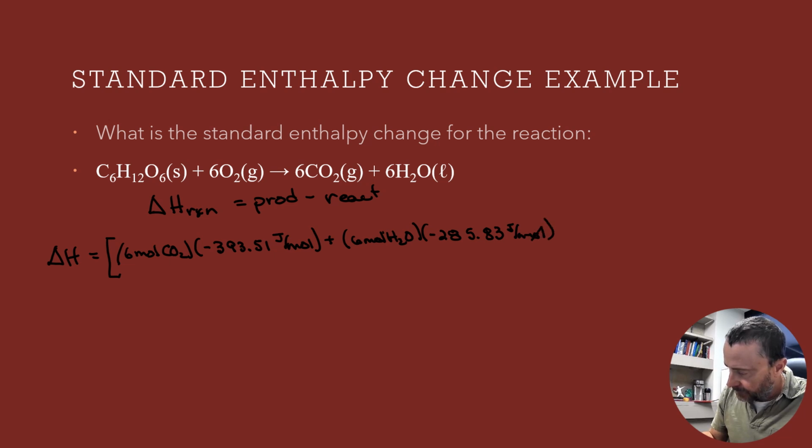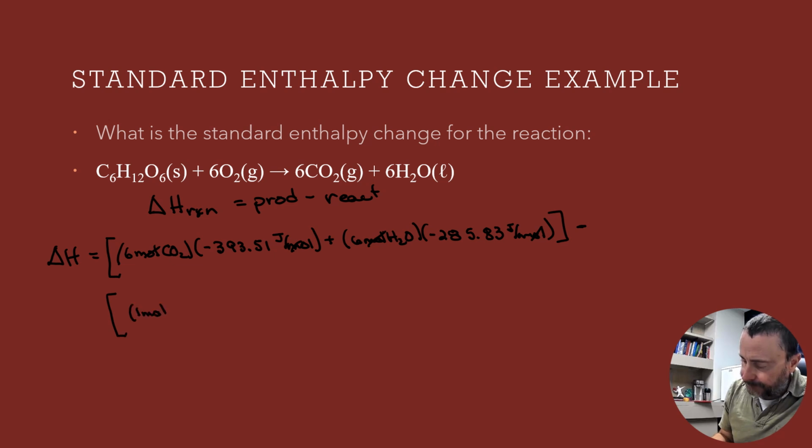Next, we're going to take all of that and subtract off our reactants. So I have 1 mole of C6H12O6 solid, and it is negative 1273.3 joules per mole.